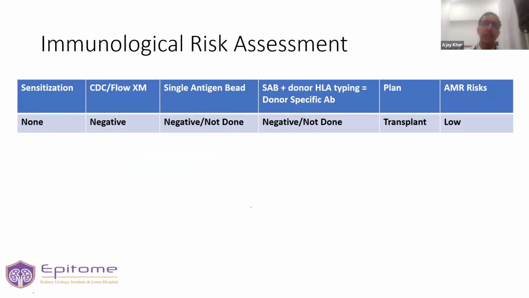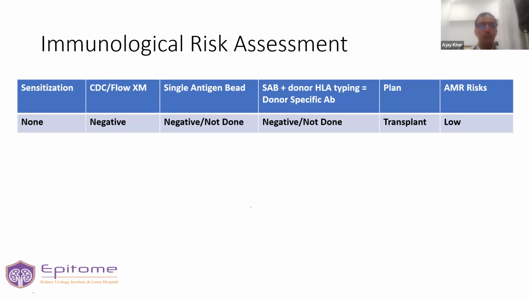So let's take different tests: the CDC and the flow cross-match, the single antigen bead, and combining the single antigen bead with the donor HLA typing to tell you whether these antibodies are HLA donor specific or not. And then what should be our plan, and what's the antibody mediated risk of rejection for a particular case.